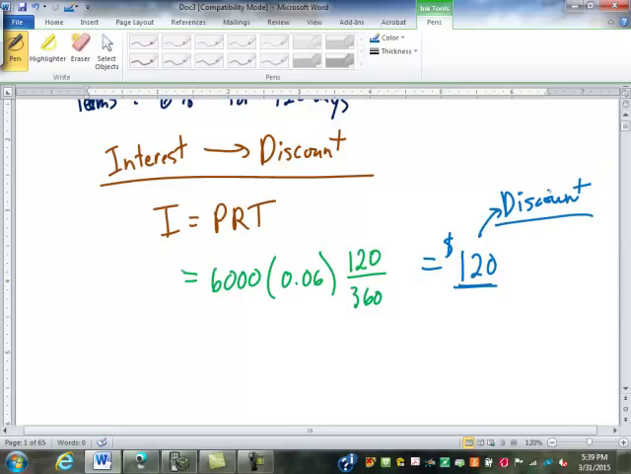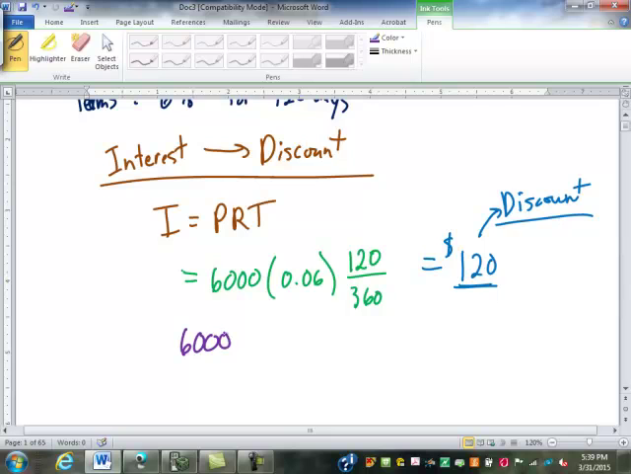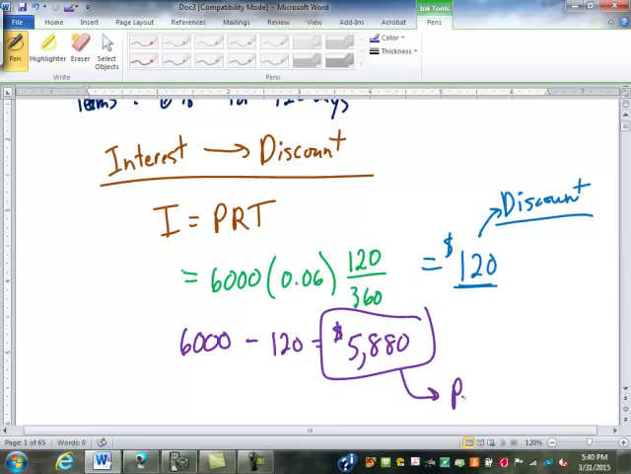Now, instead of adding that on to our principal to figure out the maturity value, what we're going to pay back at the end, what we're going to do here is subtract that from the principal. So 6,000 minus 120 is $5,880. This number right here is what we refer to as the proceeds. The proceeds in a simple discount note is the amount you're actually going to receive from the bank. So even though this is a face value of $6,000, you will only receive $5,880.